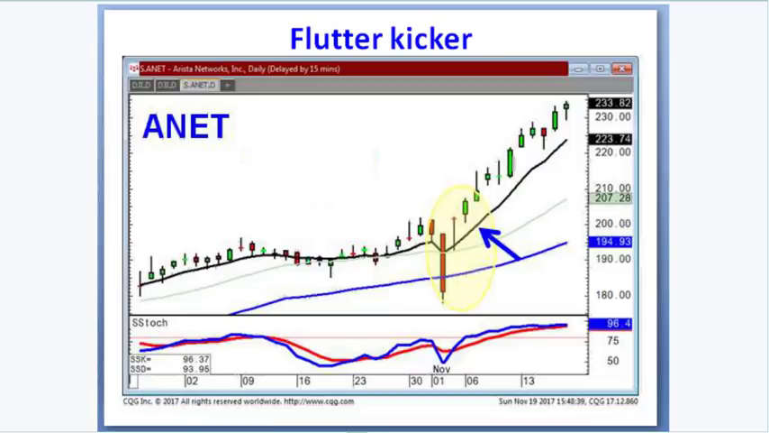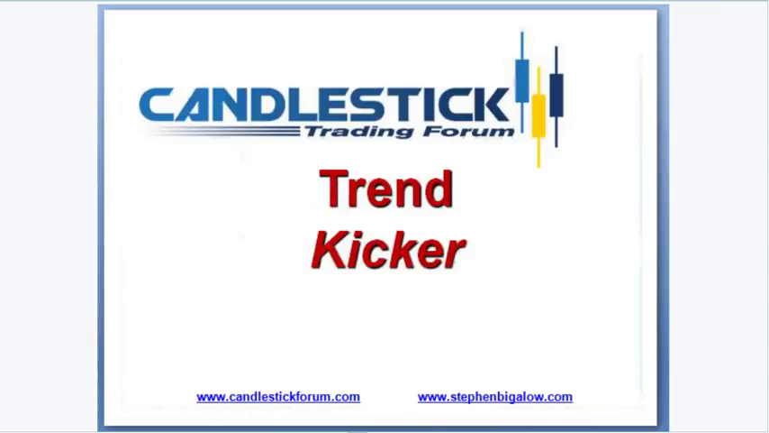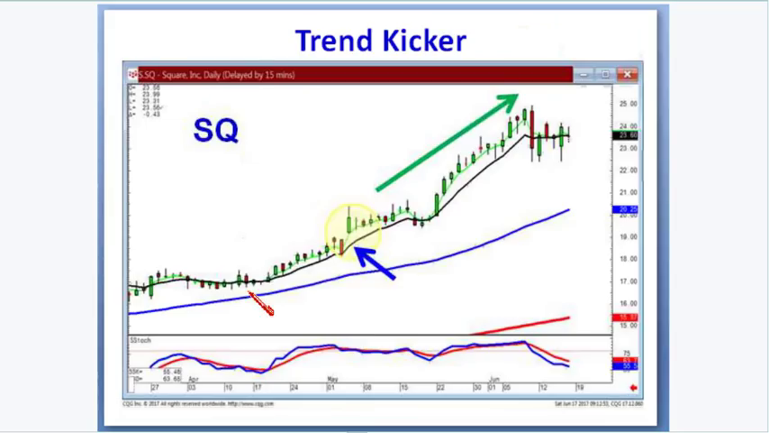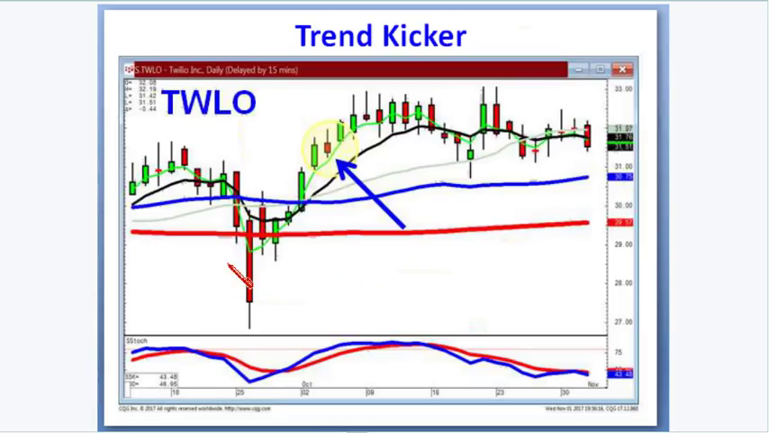No, flutter kicker is not a best friend signal. We'll get to some of the best friend signals. Okay, a trend kicker is when your trend is already in existence. It comes up, then you have a dark candle day. When they gap it up and go positive, that's telling you there's still a lot more strength in that trend. So anytime I see a down day and the next day they gap it up, that tells me there's going to be more upside.